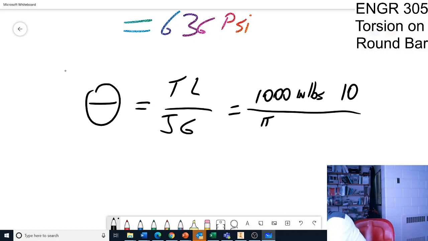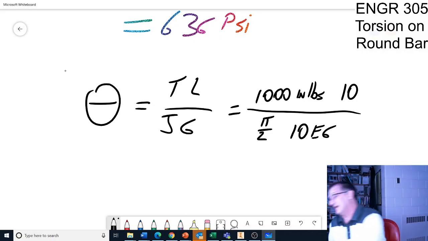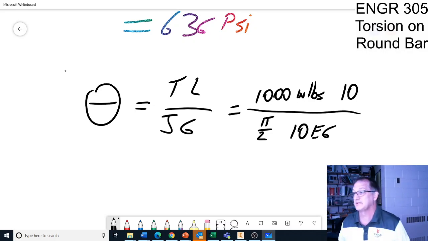J is pi over 2. The radius is 1 to the 4th power. It's still 1. And G, 10E6. That's for aluminum. Now, that is off, remember, in the 4th decimal place. But, come on. That works out really nice.